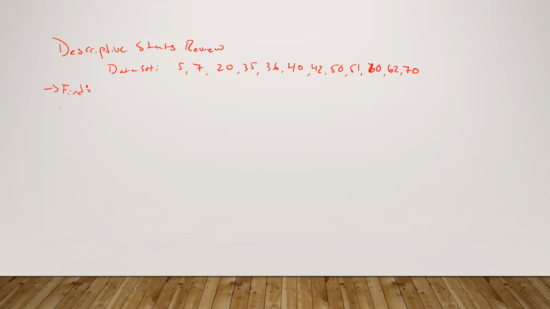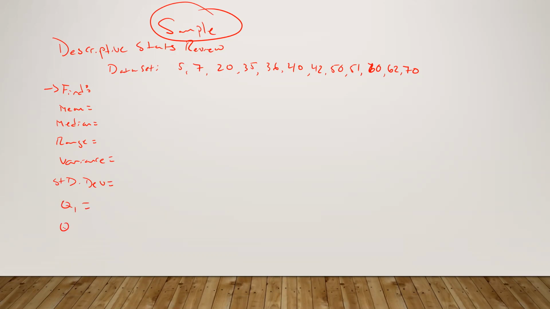Let's find the following: mean, median, range, and let's just say this is a sample set of data. The variance, the standard deviation, quartile 1, quartile 2, quartile 3, the IQR, and then finally test for any outliers. I don't even know if there are going to be any, but let's just test for any.